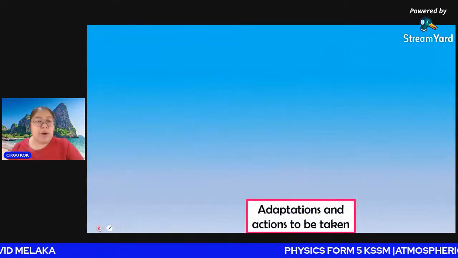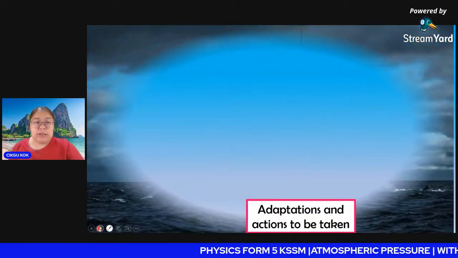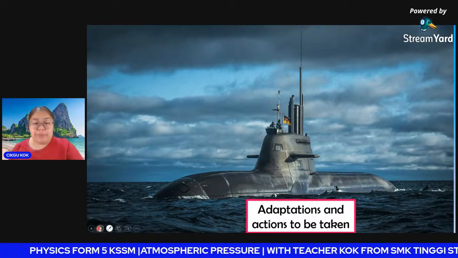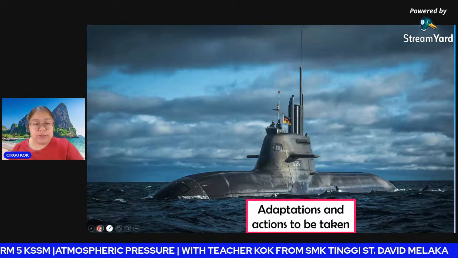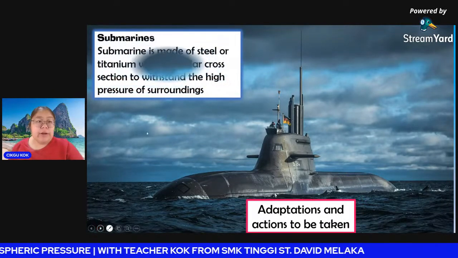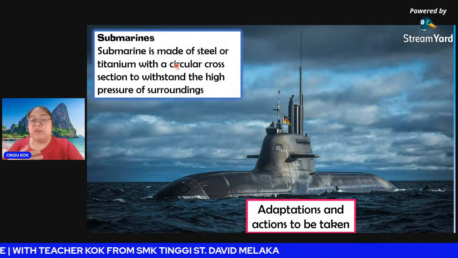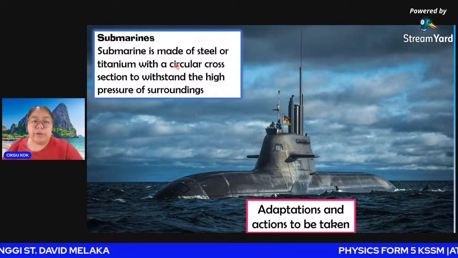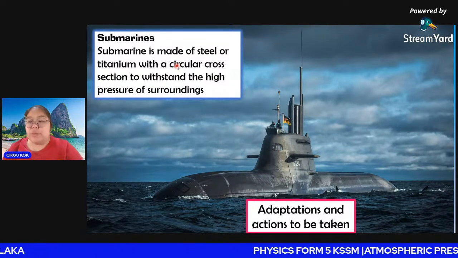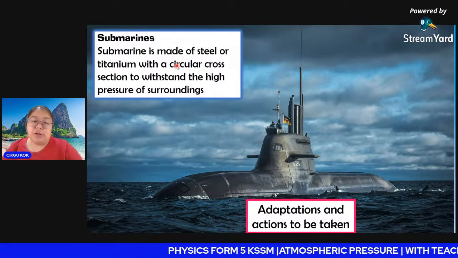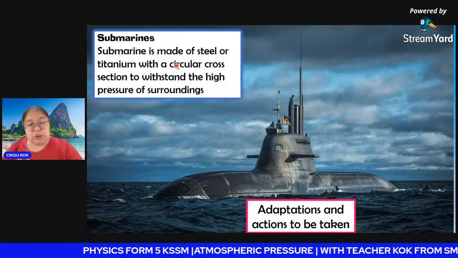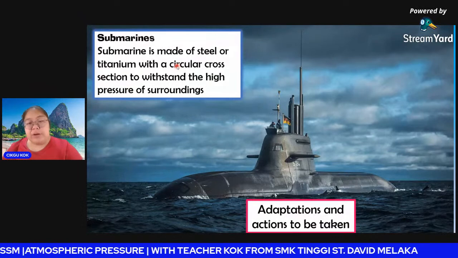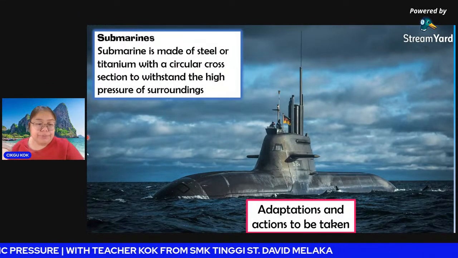Then another one, we're talking about the submarine. The submarine also goes to the deep sea, right? So we need to see the adaptation and also the actions they need to take. First, the submarine is made of steel. Sure, the body must be very strong, titanium with a circular cross-section to withstand the pressure. When you go to the deep sea, the pressure is very high. So the material the submarine is made of must be very strong to withstand the high pressure.